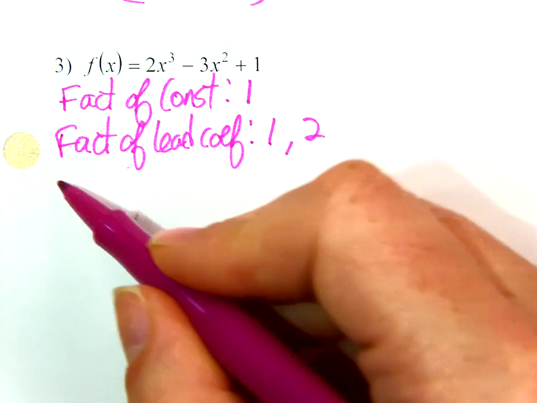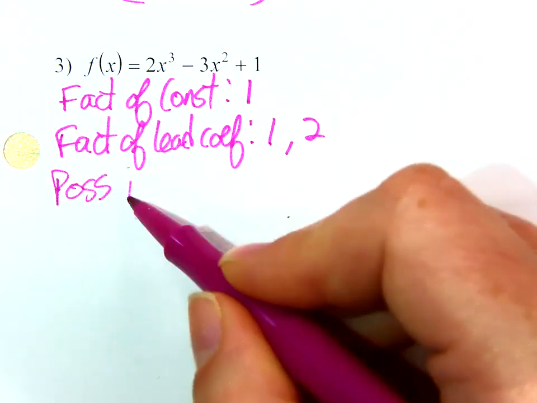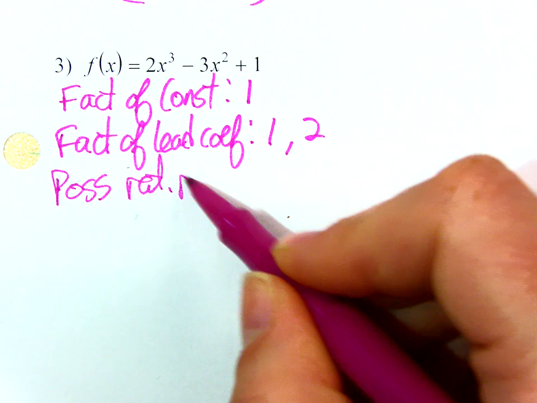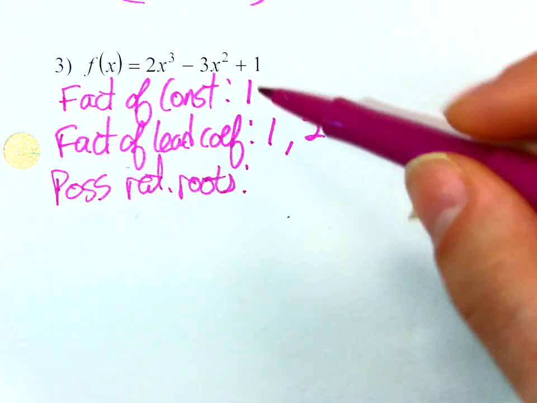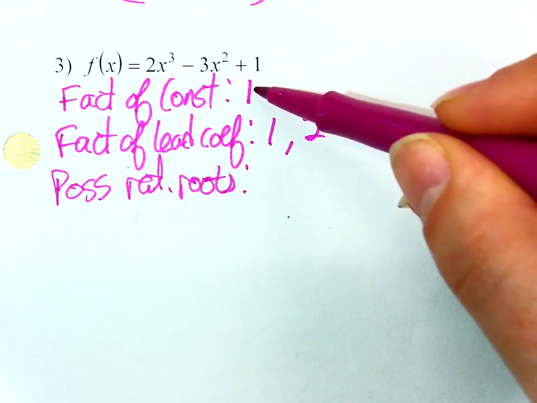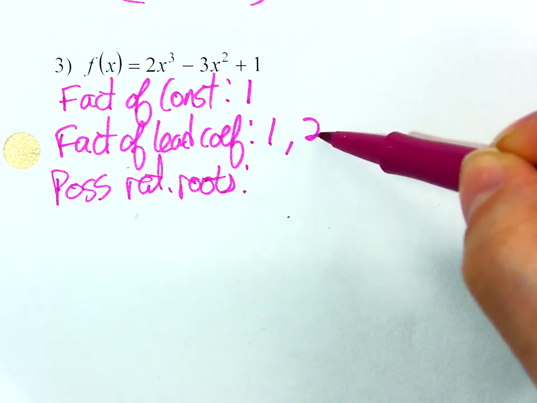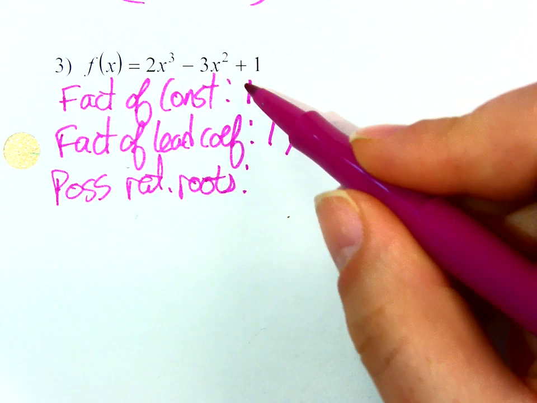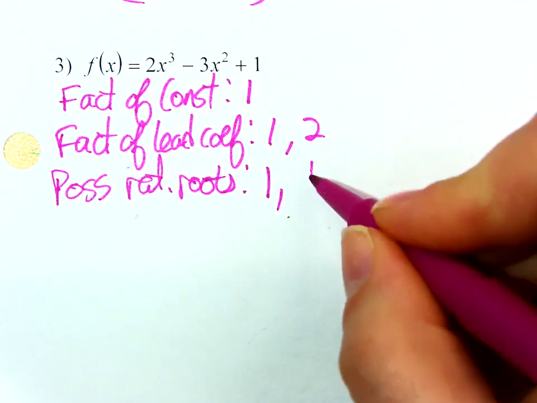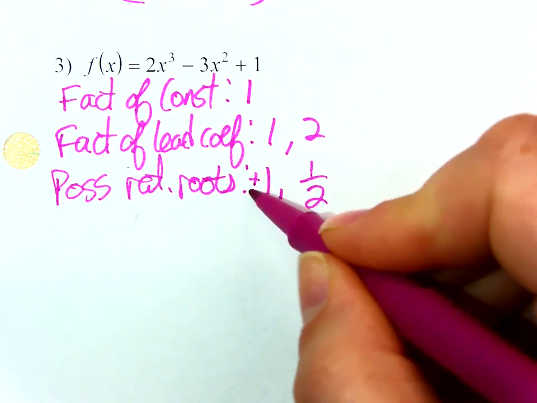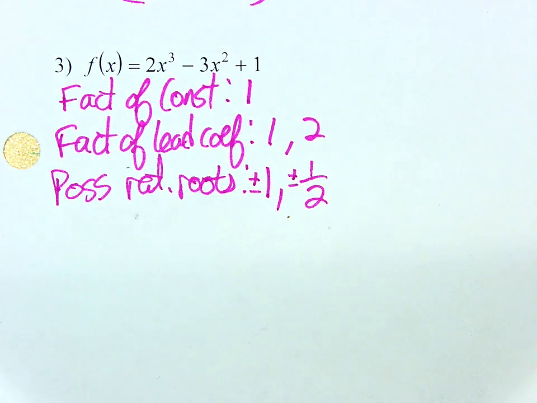So, to get my possible rational roots, take all of your factors of the constant and divide it by each of your factors of the leading coefficient. 1 divided by 1 is 1. 1 divided by 2 is a half. Don't forget plus and minus for both of these.